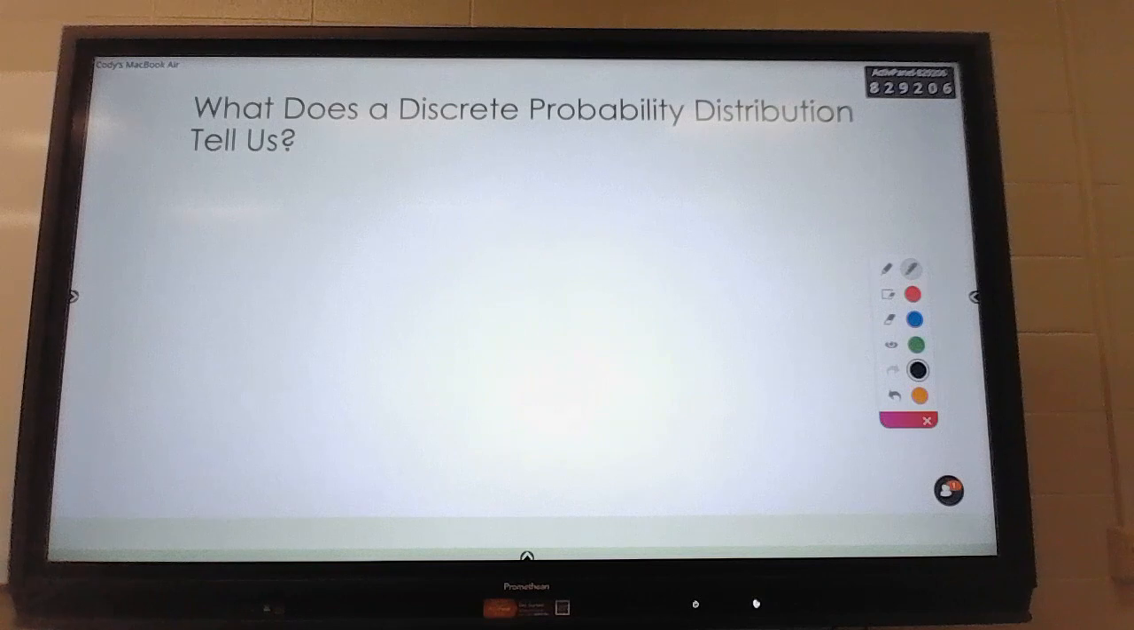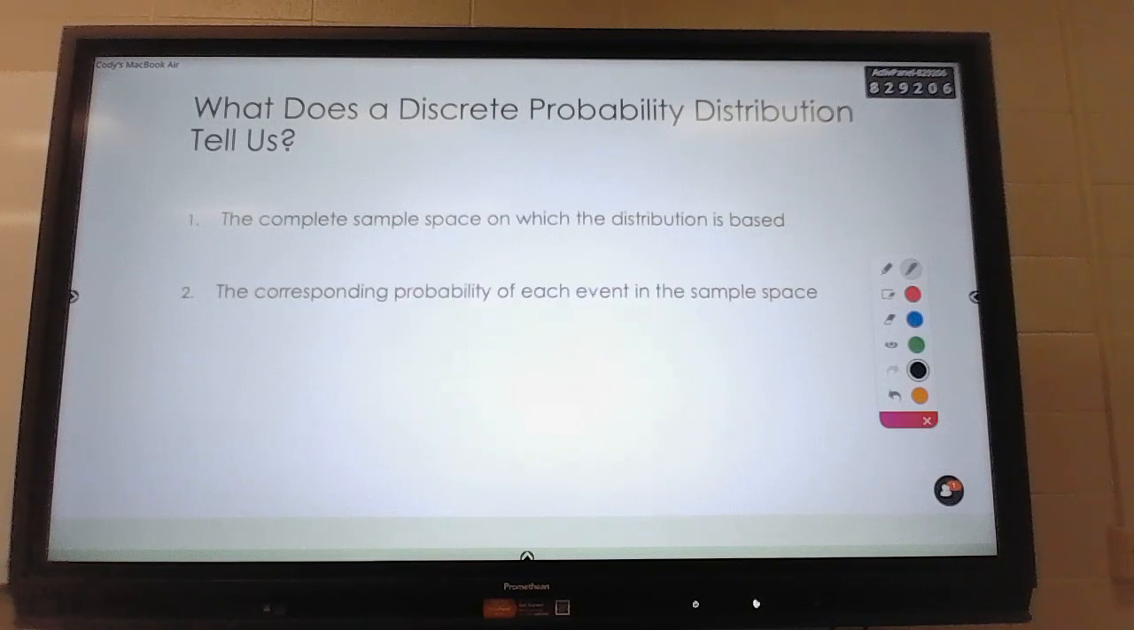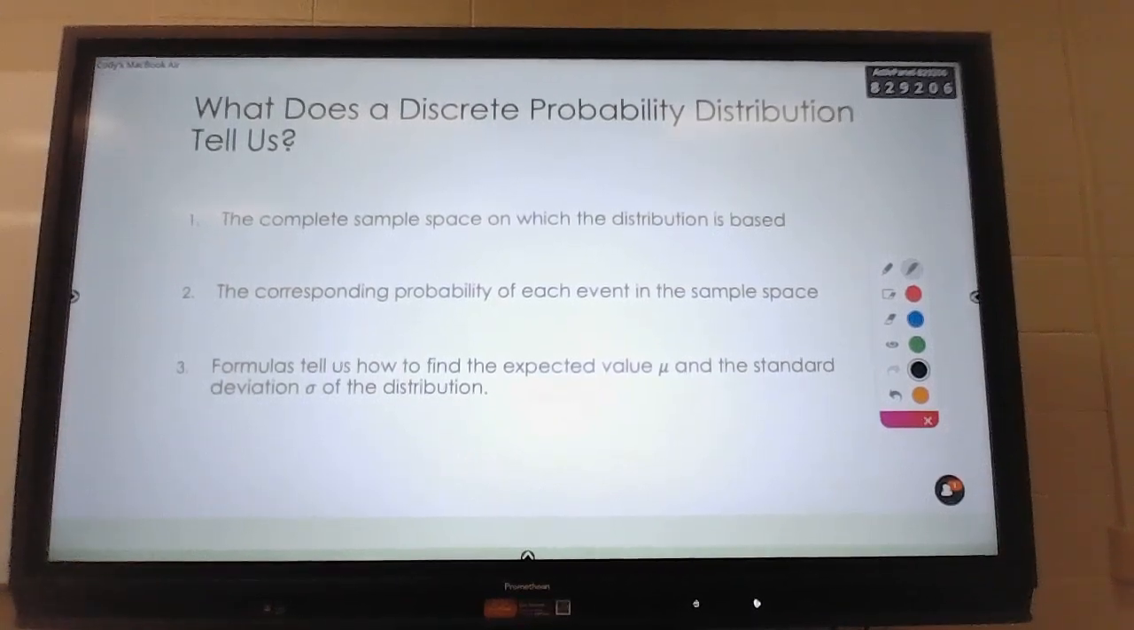So in all actuality, what does the discrete probability distribution tell us? Well, first off, it tells us the entire sample space on which the distribution is based. Gives you a look at the entire field on which you get your distribution from. It also tells us the corresponding probability of each event in that sample space. And again, we have formulas that tell us how to find both expected value and standard deviation of a distribution. And that's what discrete probability distributions tell us.